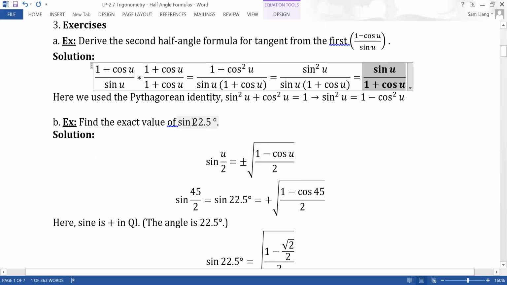So 22.5 degrees, that's the same thing as 45 degrees divided by 2. So that's 45 divided by 2, and yeah, these are equal. So 45 divided by 2 is 22.5. And then just apply the formula.